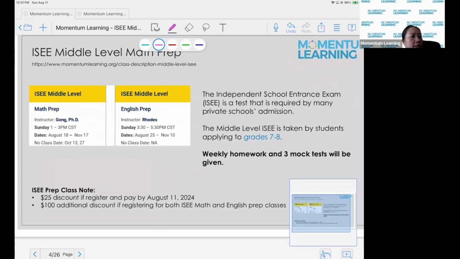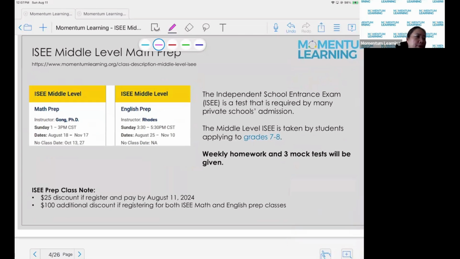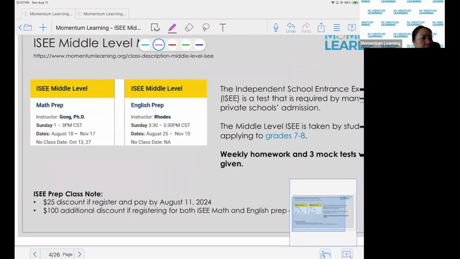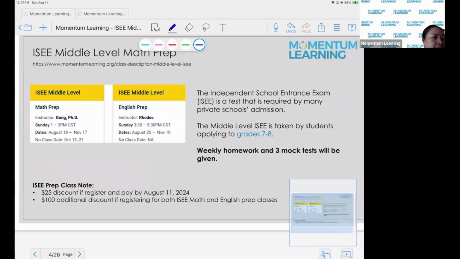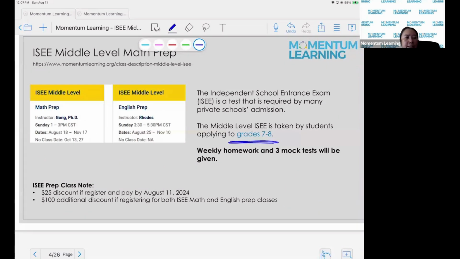This is the class we offer. We offer both math and English for the middle level. Here we have the instructor information and the date and the time. This is for applying to private school, grades 7 through 8.